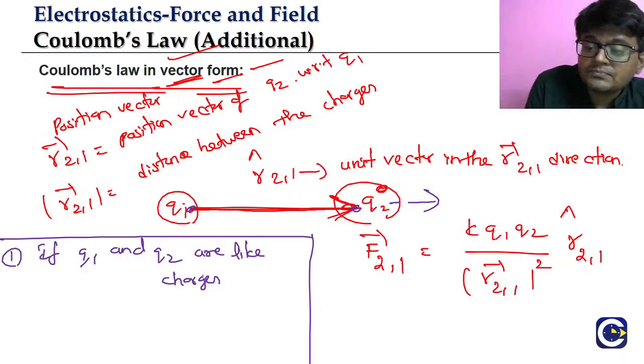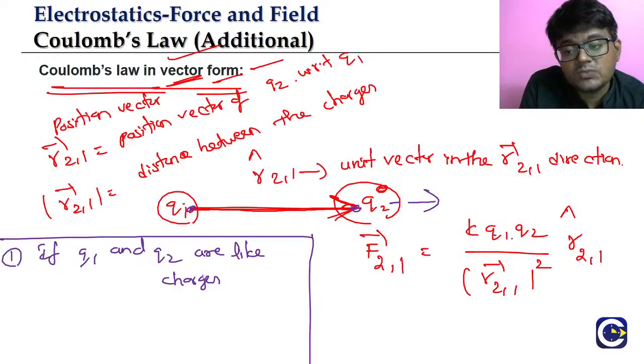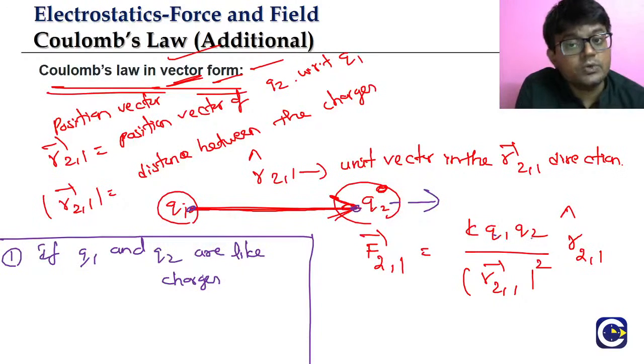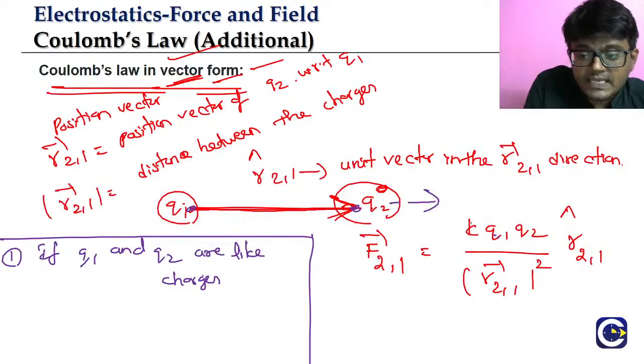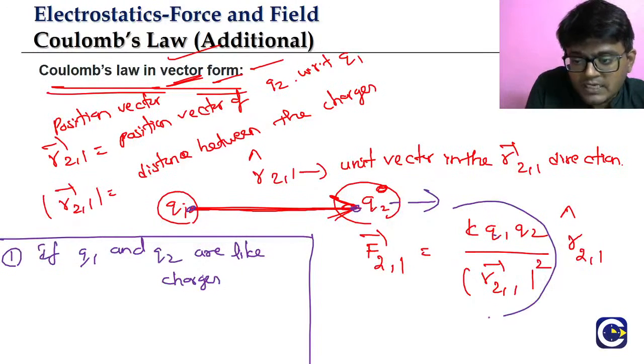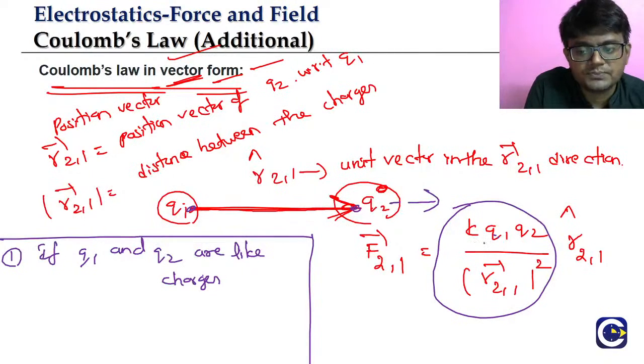Here, see, q1 and q2 are of the same nature, which means what? q1 is positive, q2 is positive. The product will be what? Positive. And similarly, q1 is negative and q2 is negative, which means the product will be positive. So in both cases, k is already positive. In the full term, the multiplying term will be what? Positive.